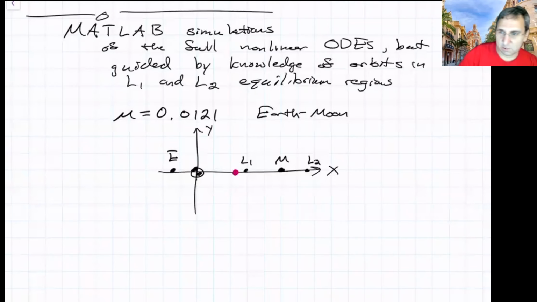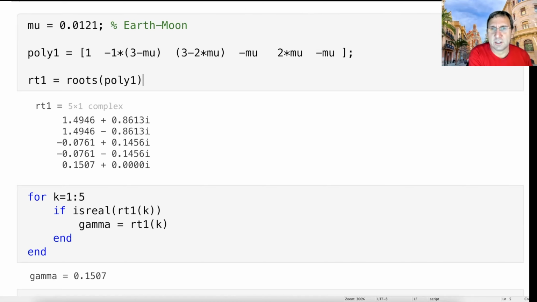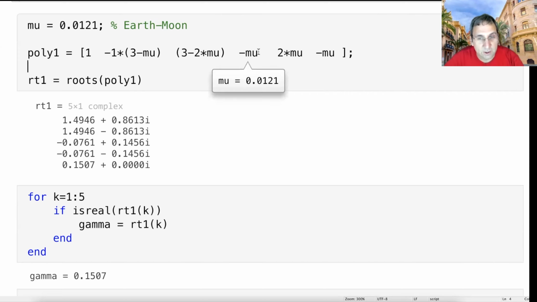I'm going to switch which screen we're looking at. I posted this interactive live script. I just called it CR3BP Initial Exploration. What I've got here is the mu value. First, I wanted to find where is L1. If you remember, there was a fifth order polynomial, and this is how you solve a polynomial in MATLAB. You put the coefficients that correspond to the fifth order term, fourth, third, second order, first order, constant term. Then you can get the roots.